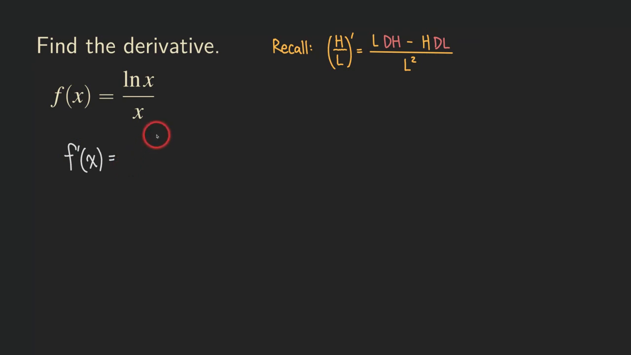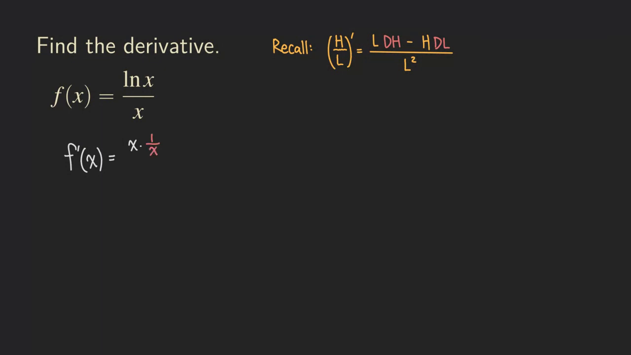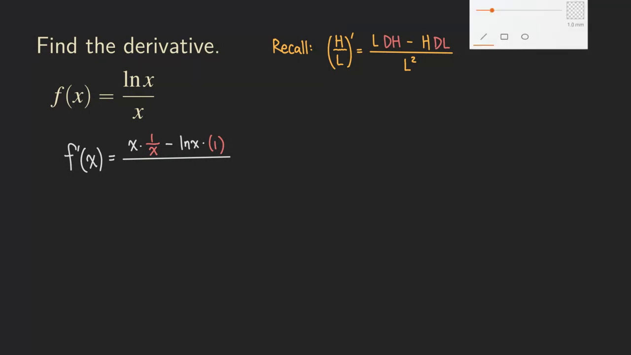And then what do we have here? We are going to put the bottom function first. We put low, so x, and then times the derivative of the top function, which will give us 1 over x. And then minus, and then high means what? The ln of x. So just copy that. And then times d low, the derivative of the bottom, which is just 1. The derivative of x is just 1. And then now what about the denominator? We get the bottom function squared, so low squared. So we get x squared.